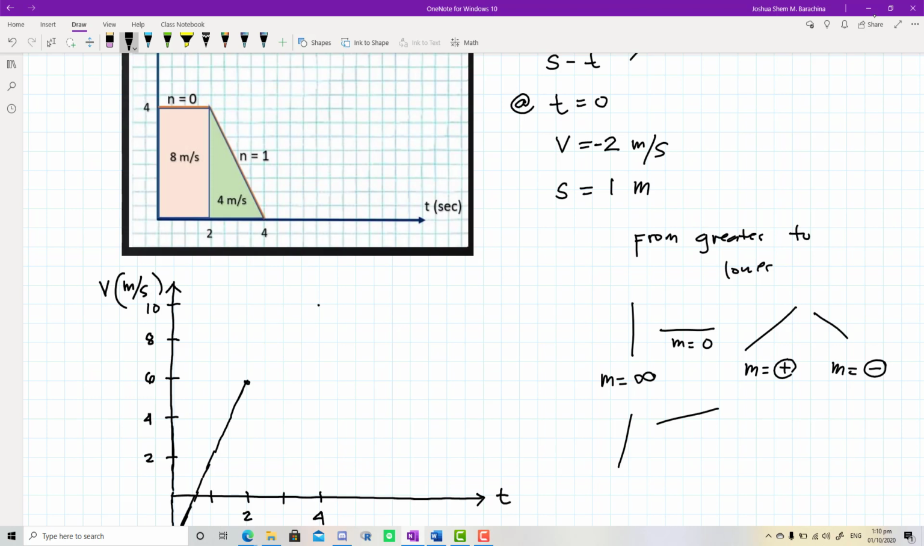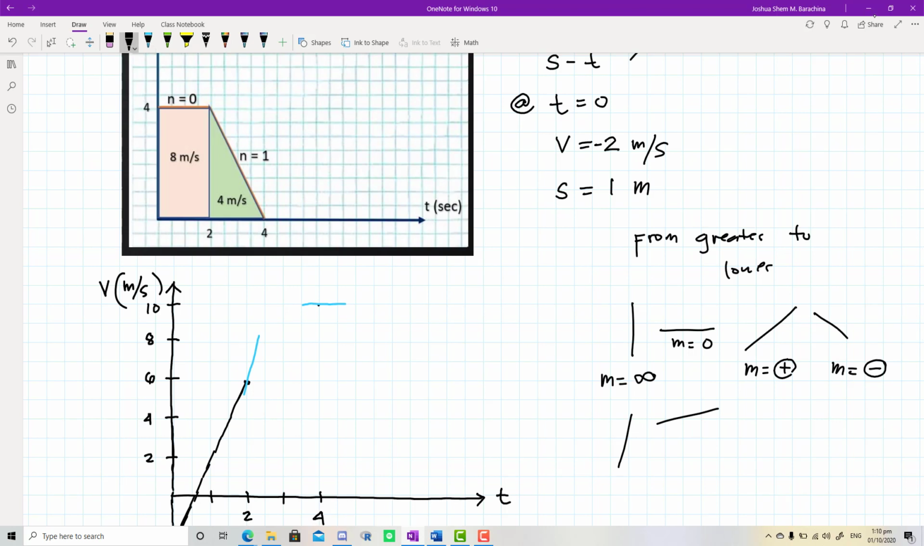Tama ba? So, ang slope natin, gamit tayo ng ibang line, is from a greater slope to a lower slope. Tama ba? Greater absolute value and lower absolute value. It should be 0 pala. Tama. Can you follow?